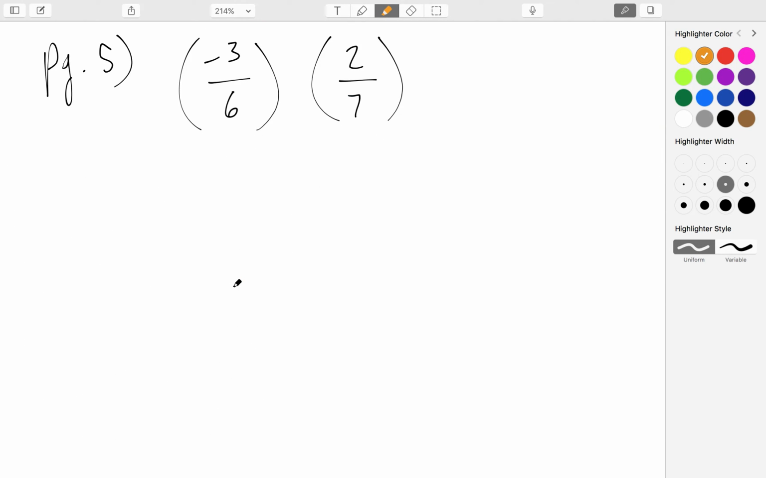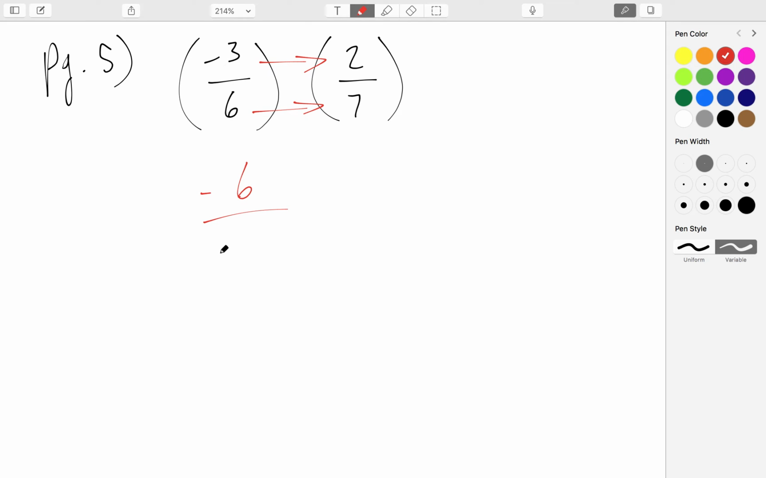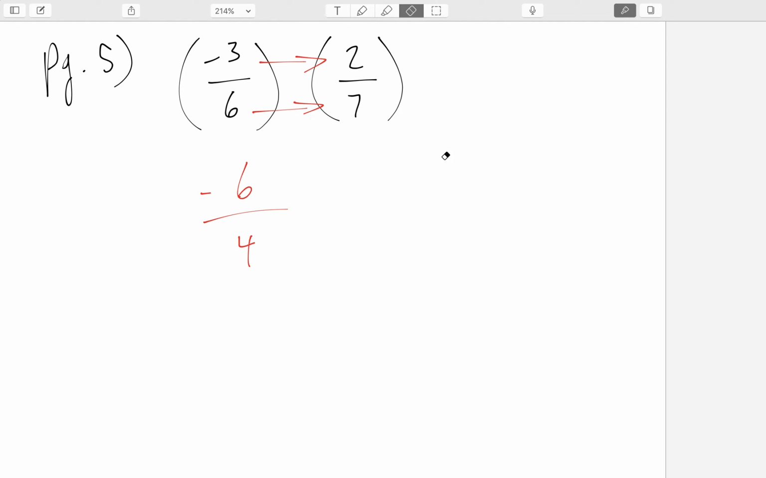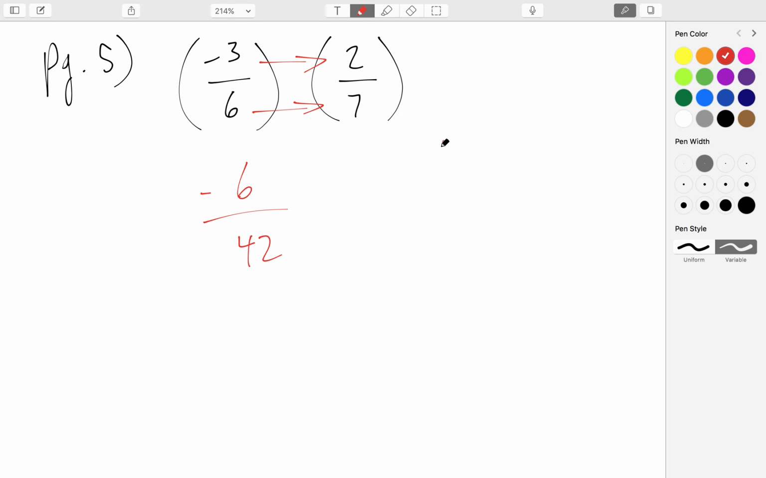Okay, page 5. Let's look at page 5. Multiply across. What is a negative times a positive? Negative. What is 3 times 2? 6. What is a positive times positive? Positive. What is 6 times 7? 42. Ends in a 6 and a 2. So it is an even number. What can I divide by? 2. 2 goes into negative 6 how many times? Negative 3. 2 goes into 42 how many times? 21. So we have negative 3 over 21.